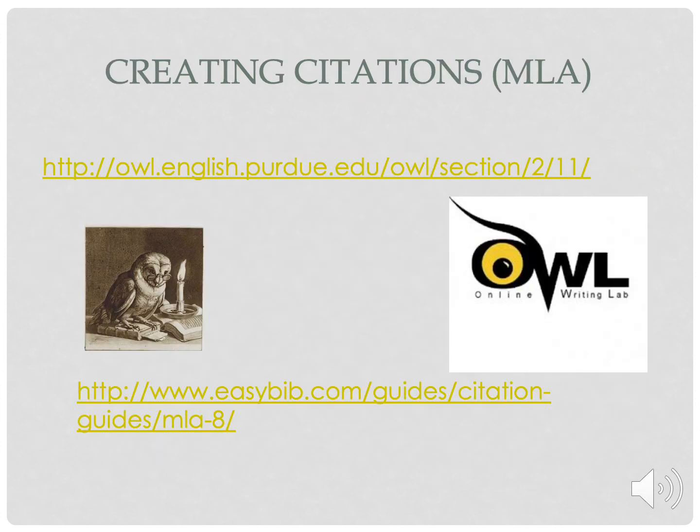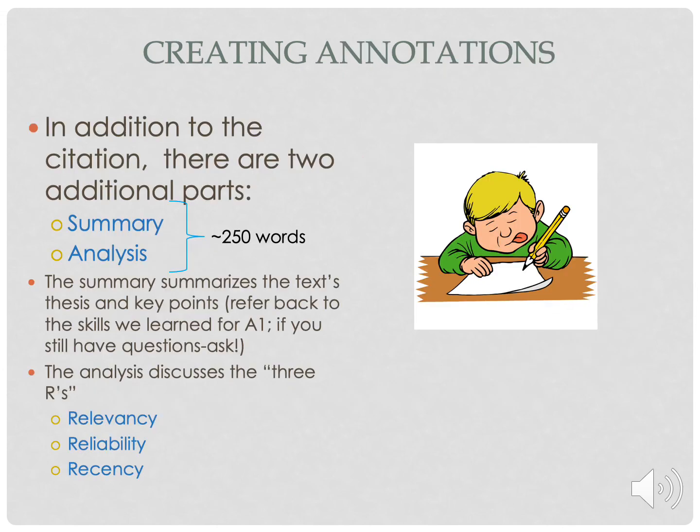And just a general reminder that MLA citation and formatting guidelines can be accessed on OWL and EasyBib. These are great resources for you. I highly encourage you to use them as you're working on this assignment. Other reminders: these should be 250 words for each annotated bibliography. Keep in mind that you're turning in 4, so each of those should be 250 words. Half should be dedicated to the summary and half should be dedicated to the analysis. And again, the analysis is going to cover the relevancy, reliability, and recency of the particular source that you're talking about.